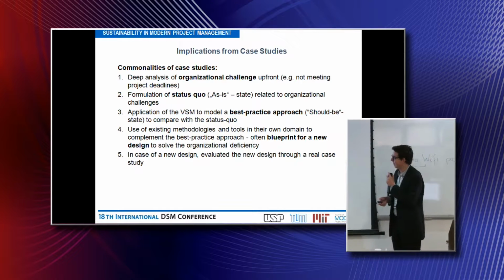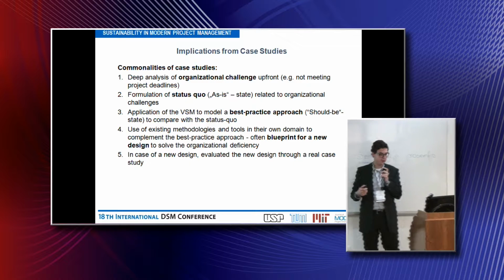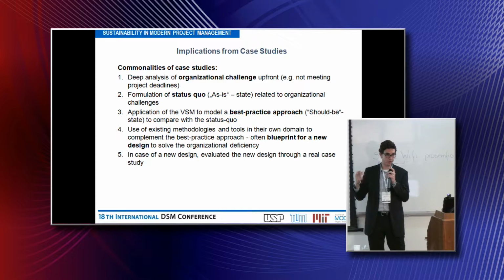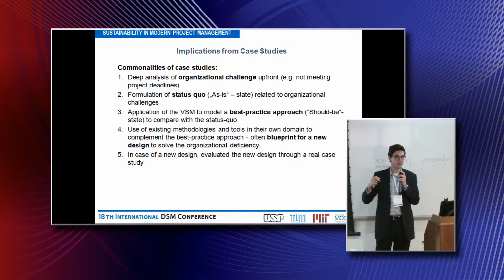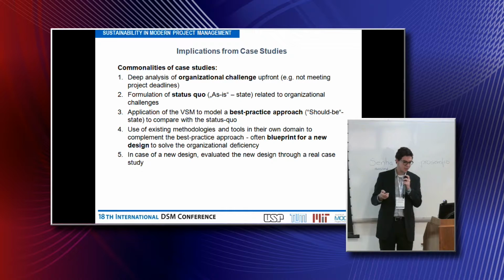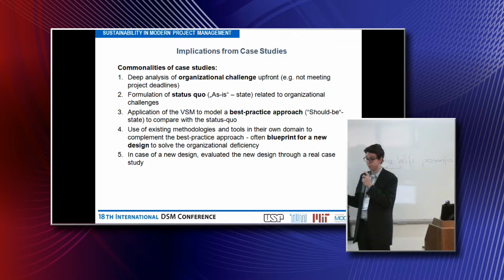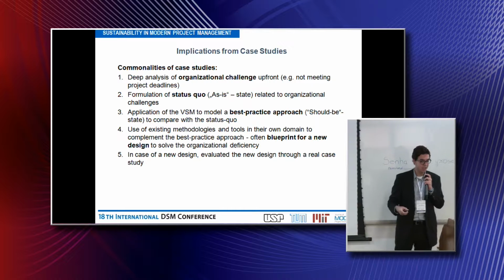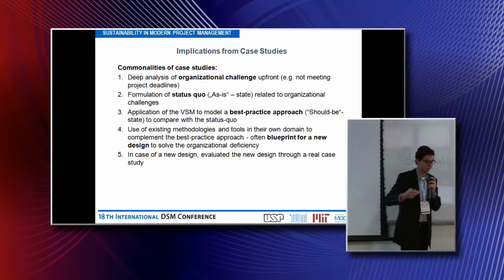So here we go. So what were the similarities if you look at the case studies? So the first step was always to identify the organizational challenge. So what is really the pain point of your current organization? The next one was to frame the as-is situation, to really have a description of how your organization is set up at the moment. Then use a should-be description, so use the viable system model to frame the problem and to describe how it should be to be a viable organization. And then in the end, use the should-be description as a blueprint to change your organization.